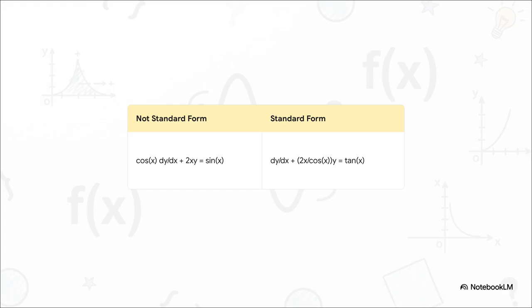Look at this slide. This shows you exactly why it's so critical. On the left, it is so tempting to just glance at that and say, oh, P(x) is 2x, right? But that would be a huge mistake. To get it into standard form, we have to divide that entire equation by cosine of x, and only then, on the right, do the true P(x) and Q(x) reveal themselves.